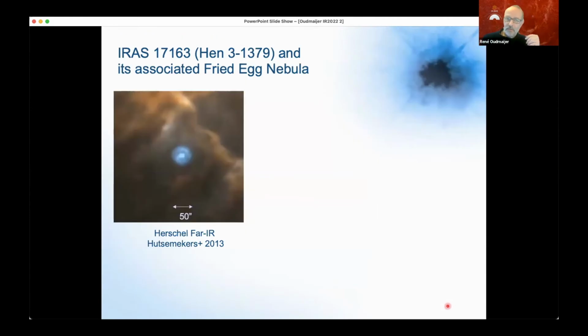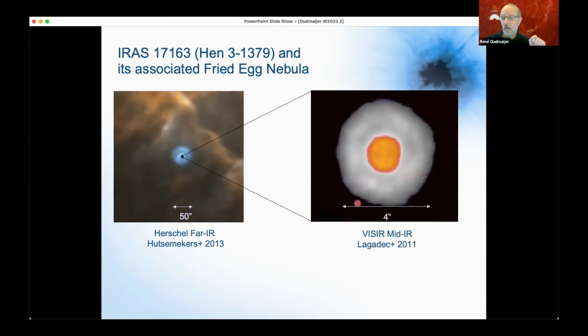So this object has an IRAS name, also a Henize name. And well, how can I introduce it? It's got a huge infrared shell that was discovered a few years ago by Hutsemékers et al. in far-infrared Herschel data. But if we zoom in a couple of arcseconds, we find a beautiful double shell picture in VISIR 10 micron images. And if you play a little bit with the color scheme, you understand why we call it a fried egg.